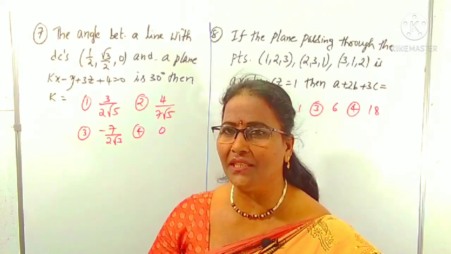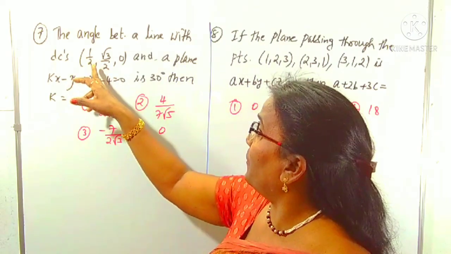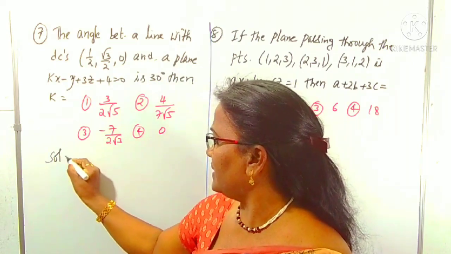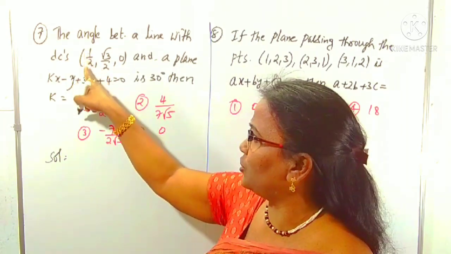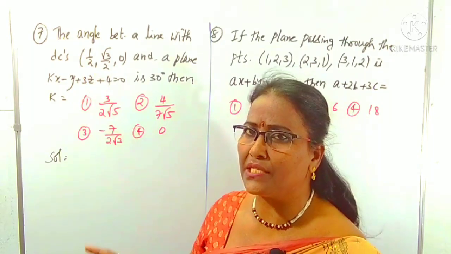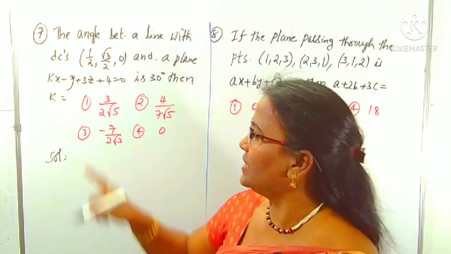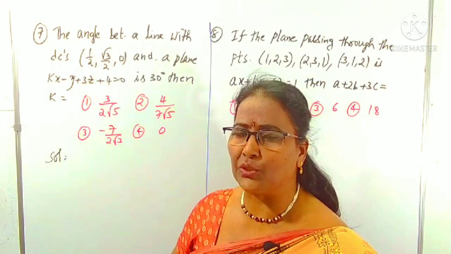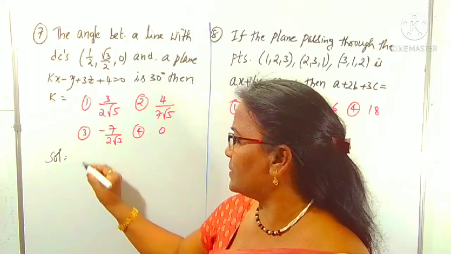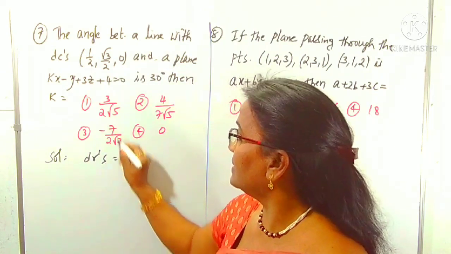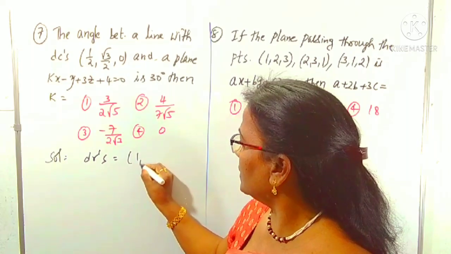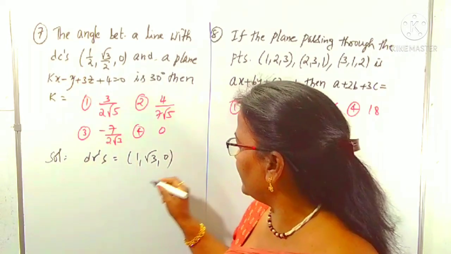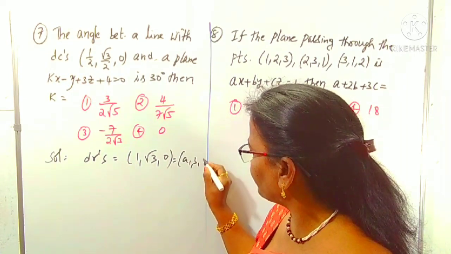First you have to know what the DRs of the first line are. DCs are given, so we can take the DRs. DCs means A by root over A square plus B square plus C square, all from the DRs and DCs chapter. By eliminating the denominator, whatever is left over in the numerator is the DRs of the line. So we can write the DRs as 1, root 3, 0. We can take these as A1, B1, C1.